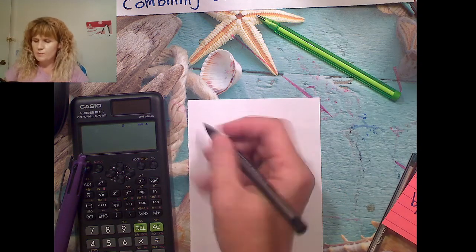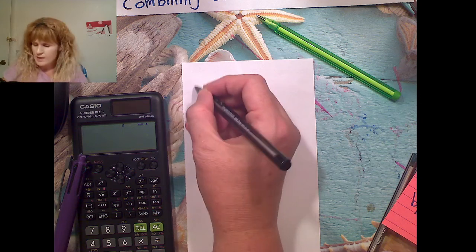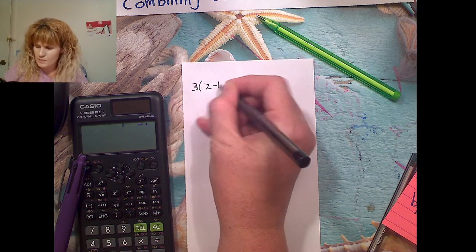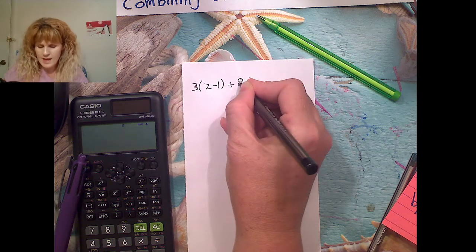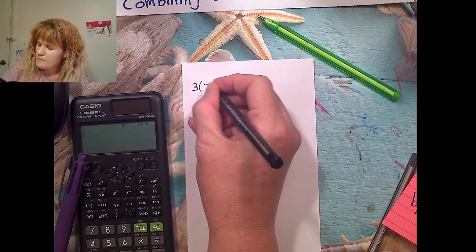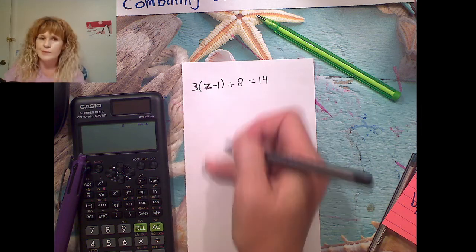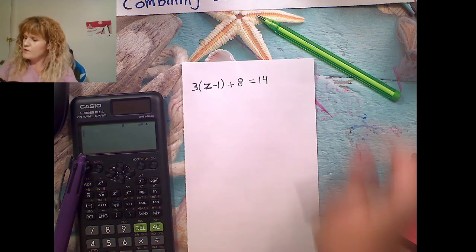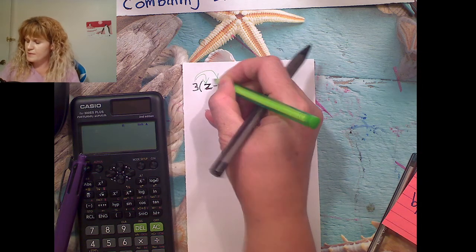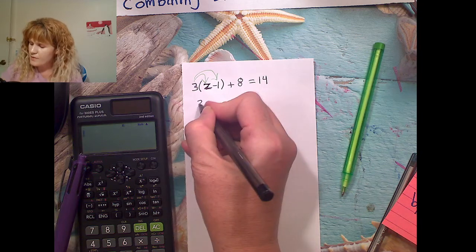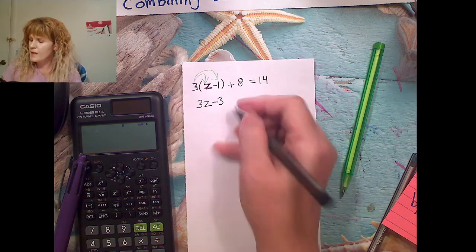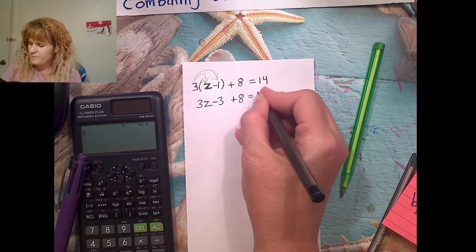The first equation we'll practice with is 3 times (z minus 1) plus 8 equals 14. And I have to be really careful and make sure I don't write this z as a 2. Okay, first, use the distributive property. 3 times z and 3 times negative 1. We get 3z minus 3, and the rest of the equation stays the same.